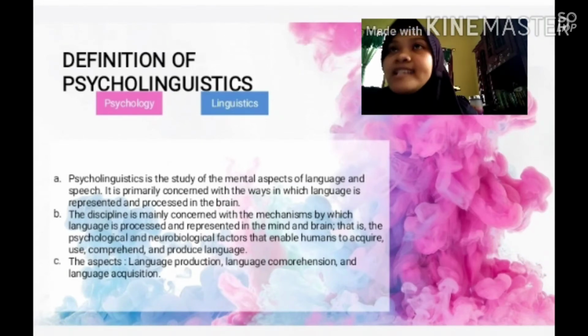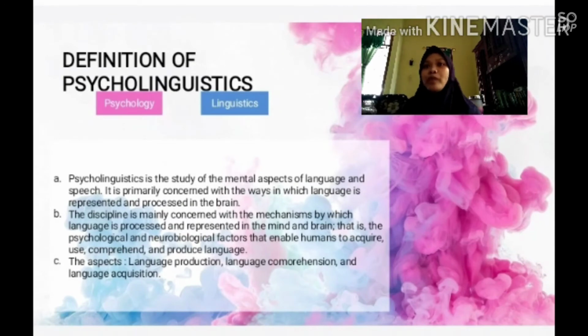Psycholinguistics has two aspects. The first is language production, which refers to the process involved in creating and expressing meaning. The second is language comprehension. Language comprehension is a person's ability to interpret or state something in his own way, the knowledge he receives.